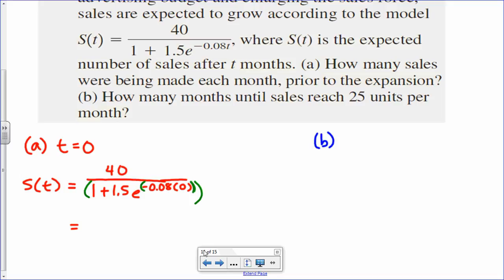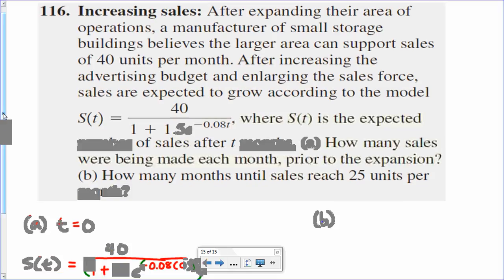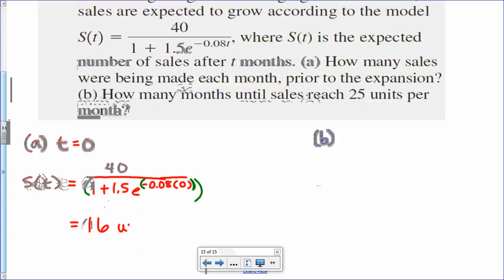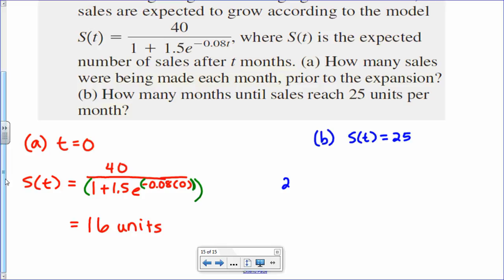Type all of that in at one time, and you should get 16. Were you able to get 16? It's sales. We're selling these storage buildings, but I think they have it measured in units. 16 units. Okay, part B. How many months until sales reach 25 units per month? So I'm going to plug in 25 for S of T.